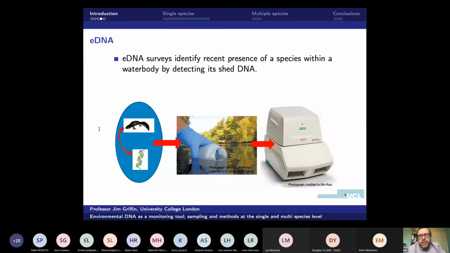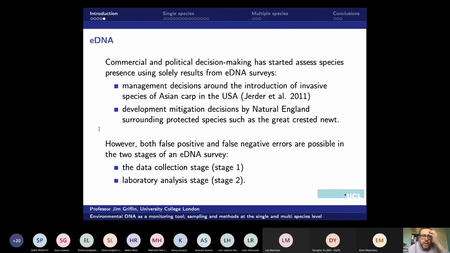Environmental DNA involves taking a sample and in some way trying to measure the DNA of the species. It's becoming increasingly used for a wide range of different problems. But one of the issues with eDNA, and remotely sensed data more generally, is a question around data quality and how reliable that data is.